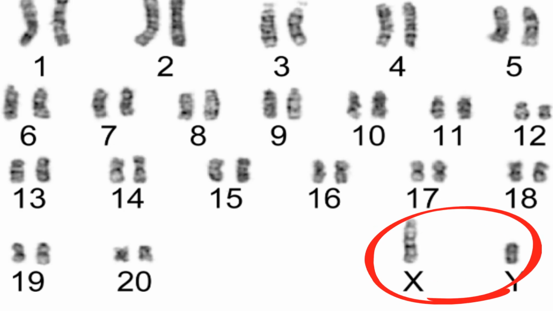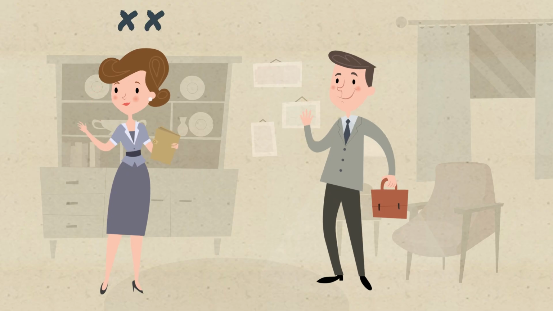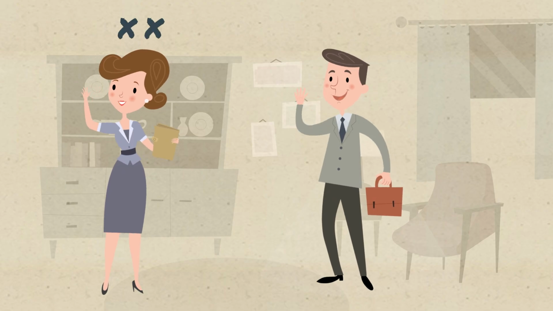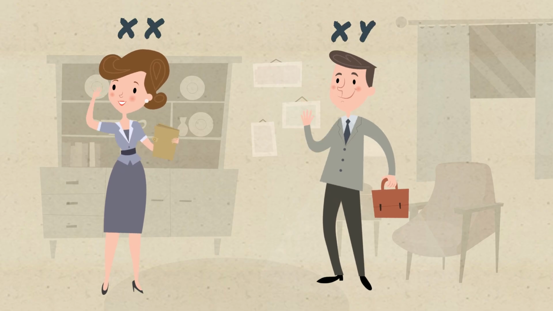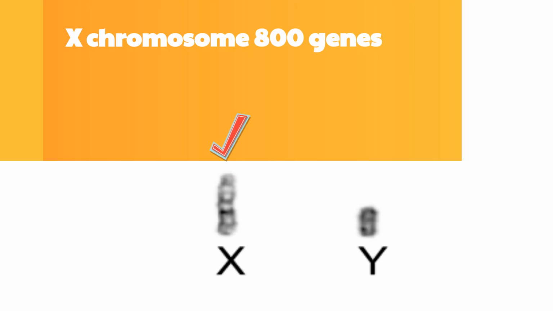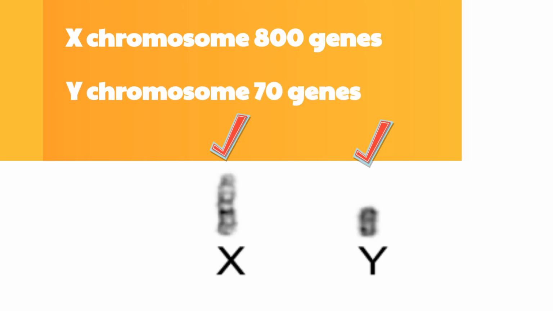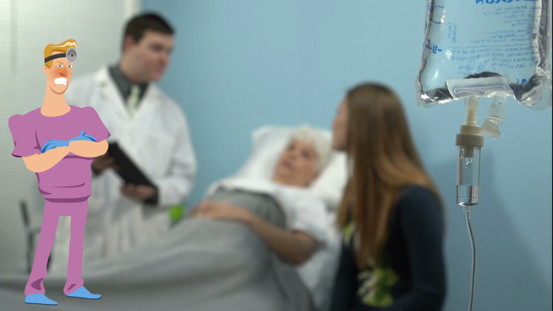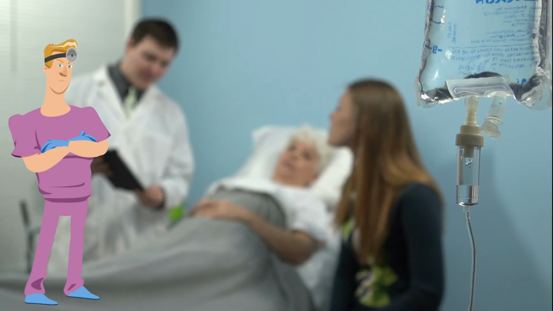Females have 2 X chromosomes, and males have an X and a Y chromosome. The X chromosome has roughly 800 genes compared to the Y chromosome, which only has around 70 genes. Let's look at hemophilia, which is a recessive X-linked disease.